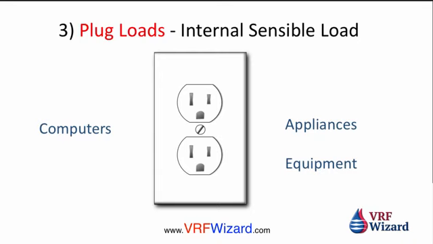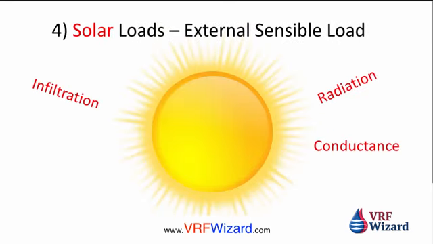And then plug loads, computers, appliances, equipment, everything that generates heat within the building, it gives off and adds to the load. So the fourth is the solar load, that external sensible load. We're only going to deal with sensible, and that is radiation and conductance. And then we have infiltration that brings in some sensible load, but it's a small amount.